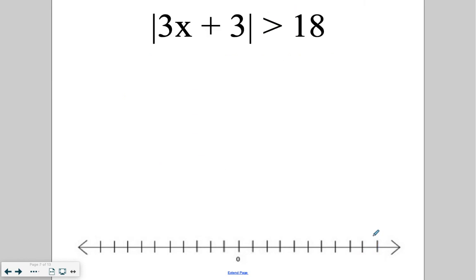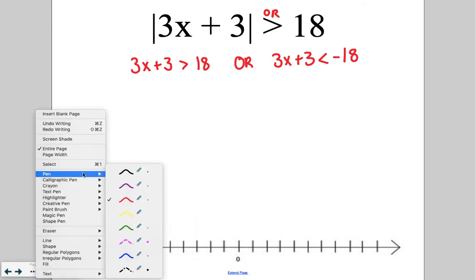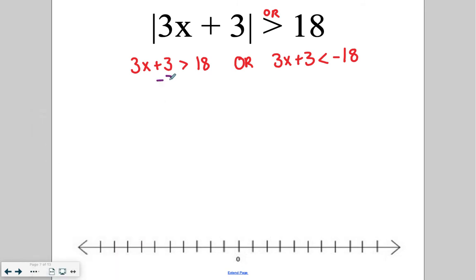Same thing's going to happen if we have an OR case. So now we've got a greater than or equal to. So this is an OR. So we've got 3x plus 3 is greater than 18, or 3x plus 3, flip the sign, is less than, make it negative 18. Going ahead, starting to solve, subtracting 3 from both sides of both inequalities.